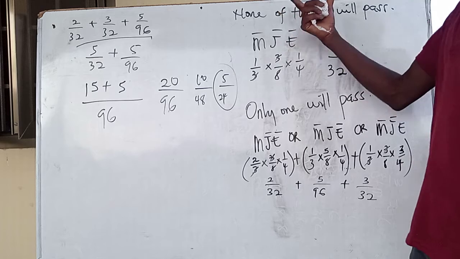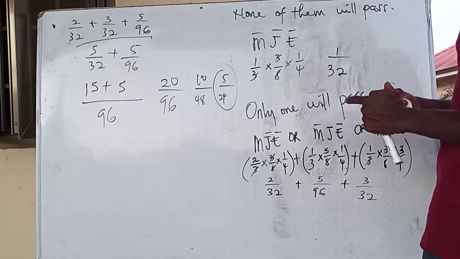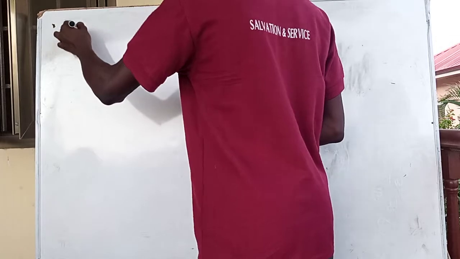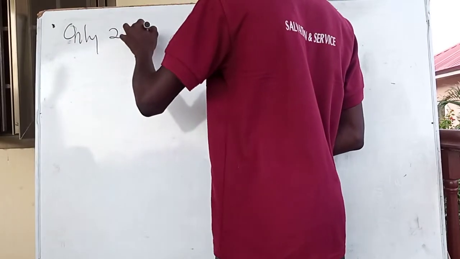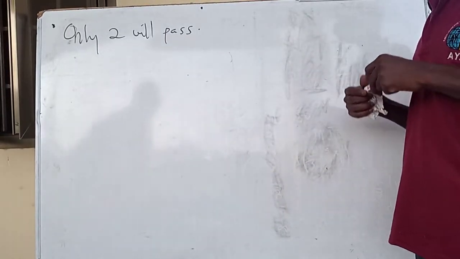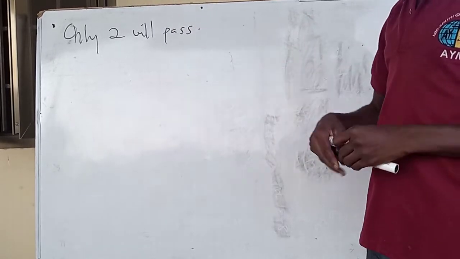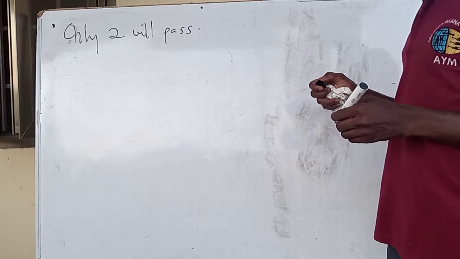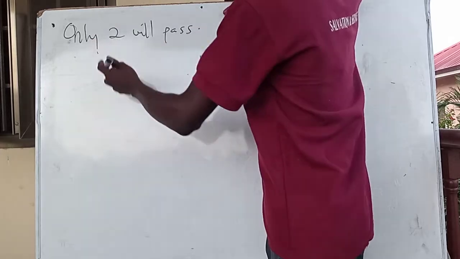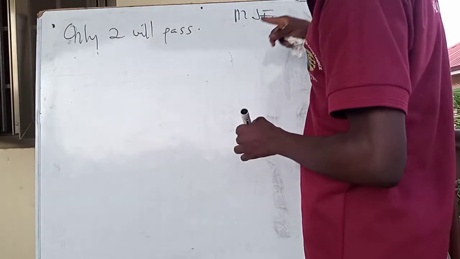We did that one. The second is none of them. The third is only one will pass. Only one member. So the last one is only 2 will pass. All of them will pass, none of them will pass, only one will pass, only 2 will pass. You know that is M, J, and E. So only 2. It can be that.